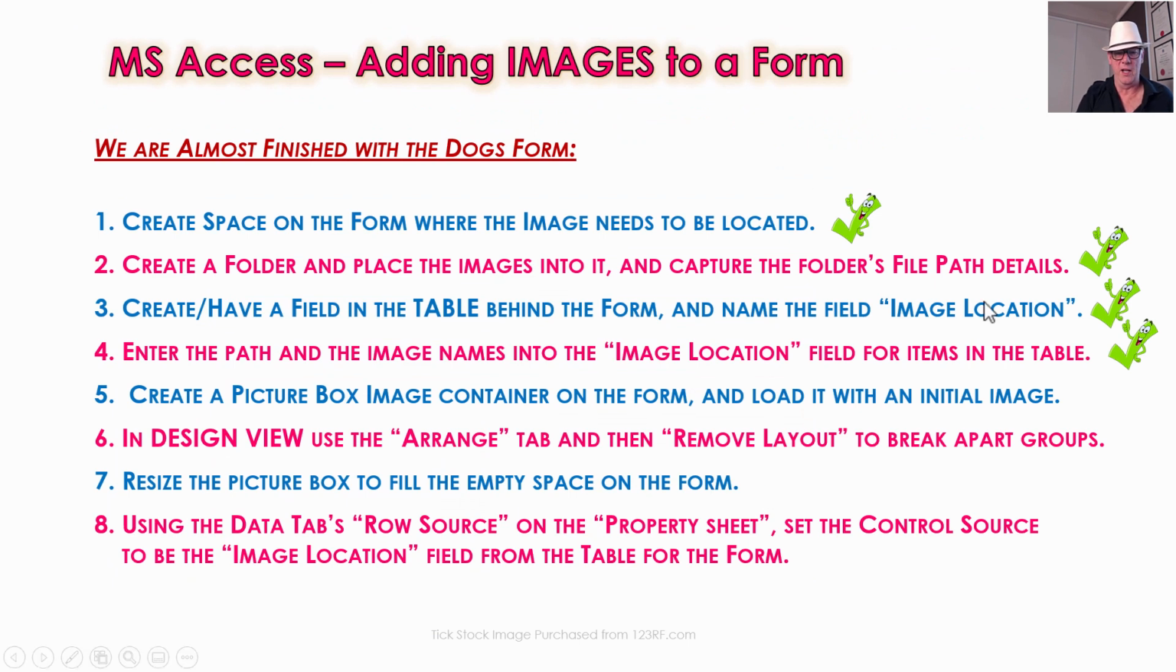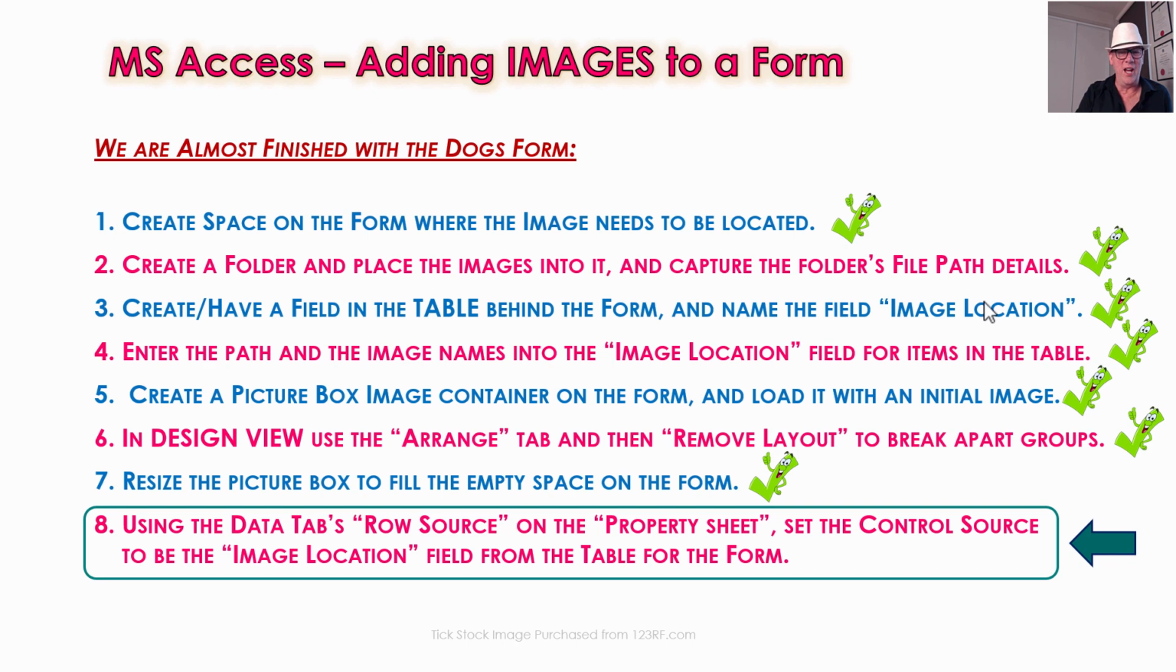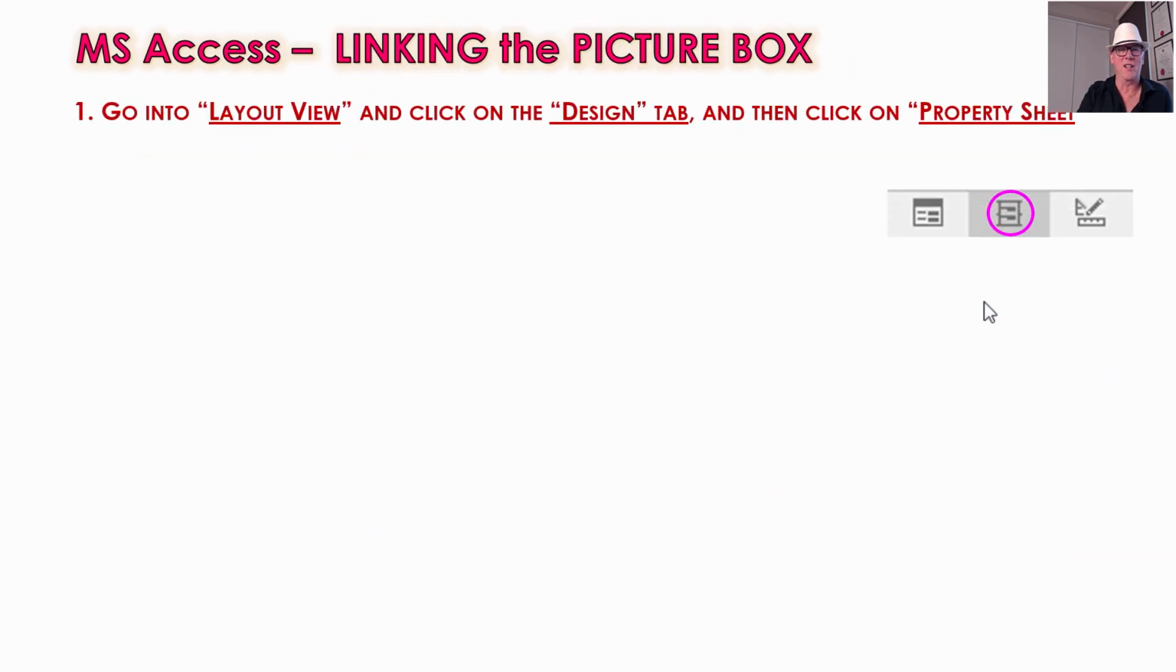We've done all of those things. We've created the picture box image. We've done step 5. We've done step 6 to design, view, arrange, remove layout, and then we've resized the picture box. We've done step 7, so I've only got one more step to go. That's fantastic. This one right here using the data tab's row source. All right, so let's get into it.